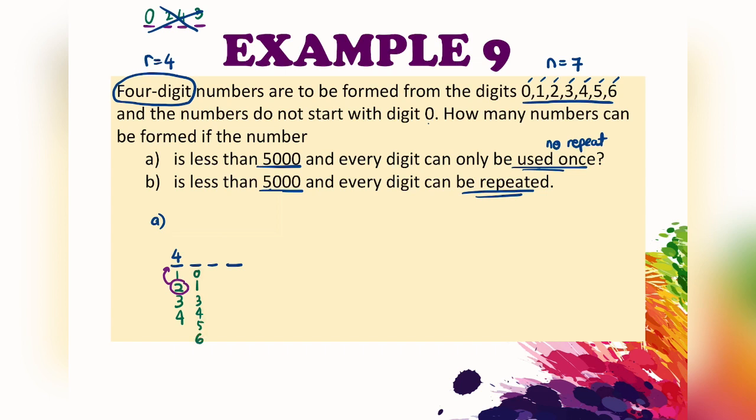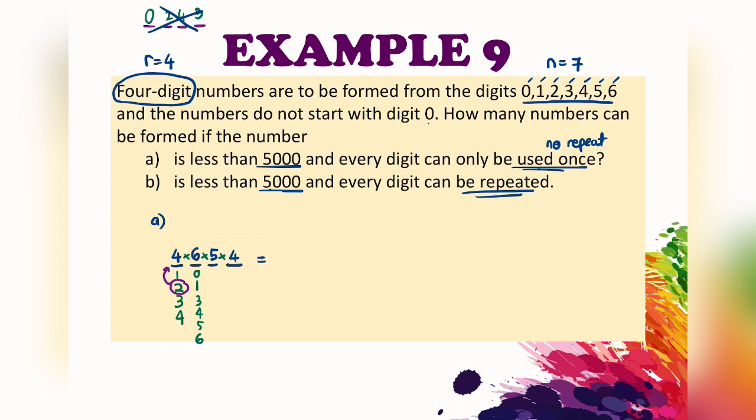So for the second position, there are only 6 digits left. Once we have chosen one number from these possible digits, the digits left for the third position will be 5, and for the final position will be 4. So what are we going to do with all these numbers? We are going to multiply all of them. This is actually the same as the boxes method.